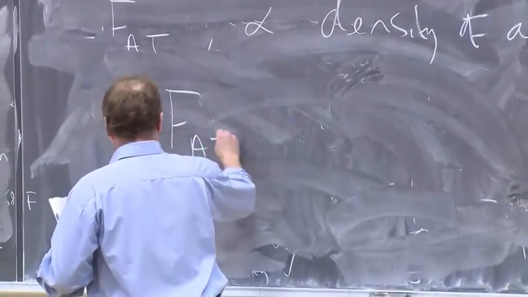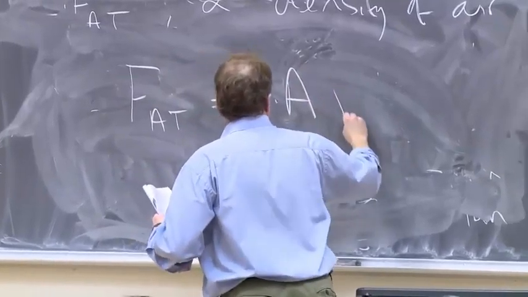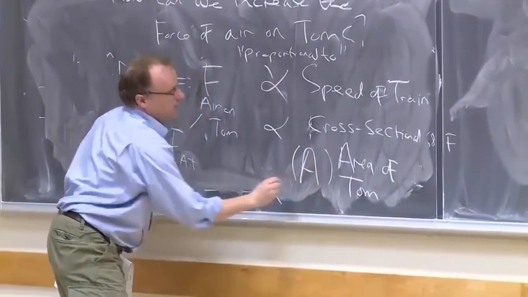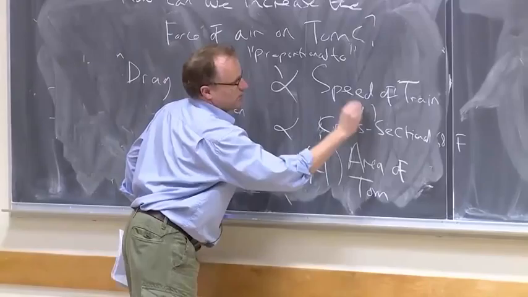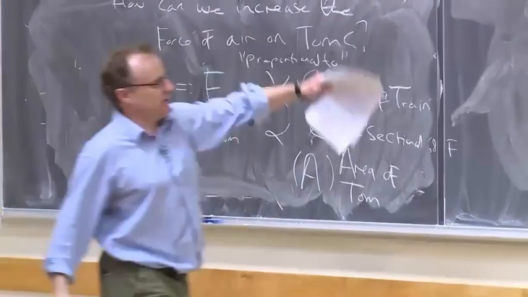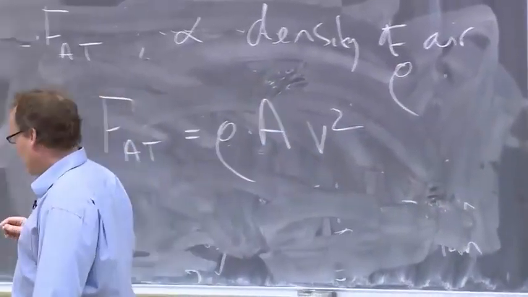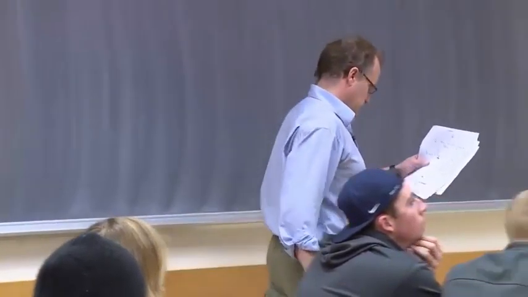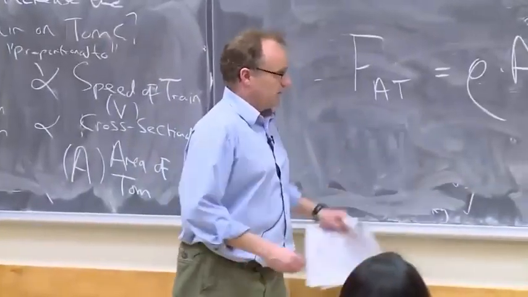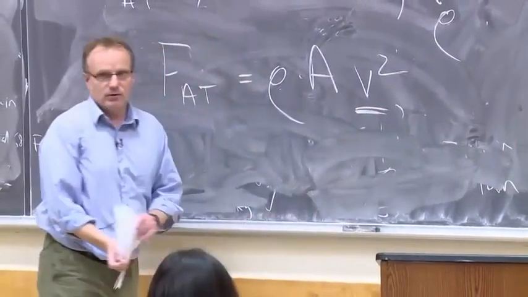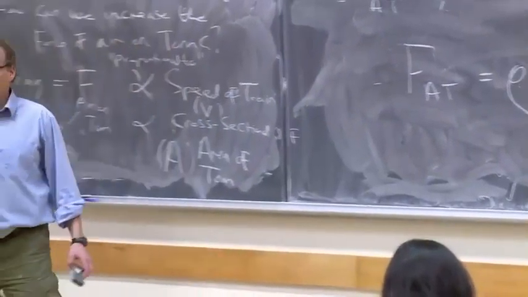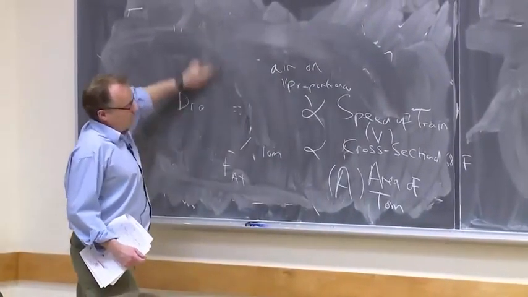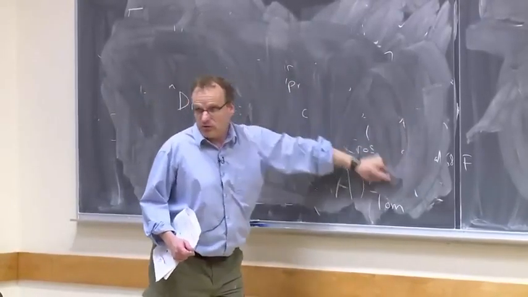So FAT, we can say, is proportional to rho AV squared, where A is the cross-sectional area over here, by the way. Okay, so I'm going to call the speed V, area A, density, I use that funny symbol, rho, okay? So we're trying to come up with an equation for drag, okay? So we have rho AV squared. I mean, why V squared? That would be a decent question. Why not just V? Okay? There are different ways of explaining why it's V squared.